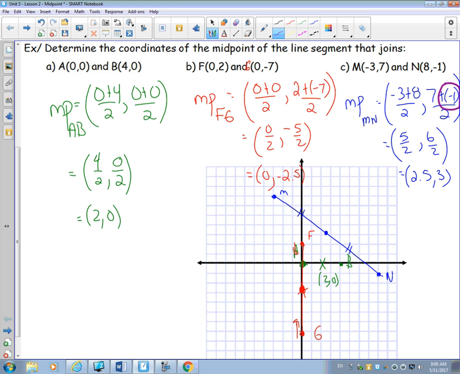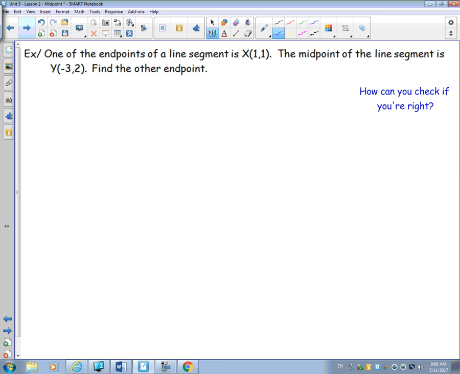Okay, the first idea, midpoint. Let's do some problem solving. Let's do some thinking with this midpoint. We know what it is. We know how to calculate it. What if I want to work backwards? So one of the endpoints of a line segment is 1, 1. The midpoint of the line segment is negative 3, 2.